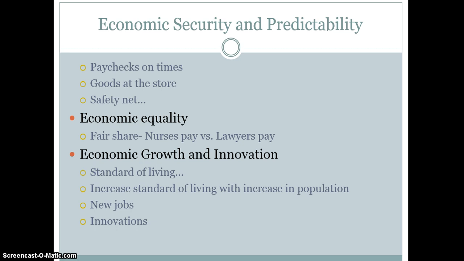Economic security and predictability. Here in America, or in the school district, I get my paycheck on time. If I don't, it means there's a problem in payroll. It means that most likely someone will at least get a suspension, if not get fired from their job. When you go to a grocery store or any other type of store, you expect there to be goods there at the store. If you went to Walmart and they were out of something, you're not going to shop at Walmart. You'll go to Jewel or another store that does have your item in stock. And that's some of the things that we talked about with security and predictability.